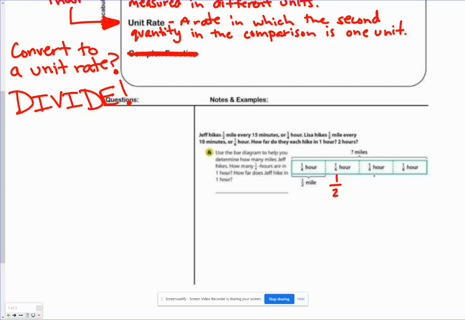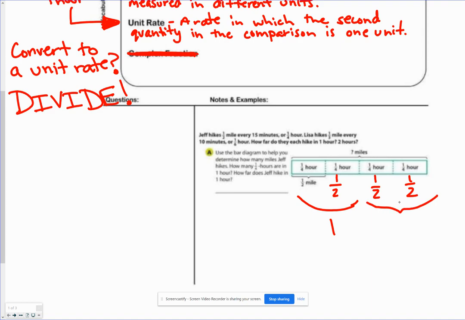And then how far in this one? He'll also go a half mile. And this one, he'll go a half a mile. So let's go try to find our total. So if we take these first two, what is 1/2 plus 1/2? That makes 1.